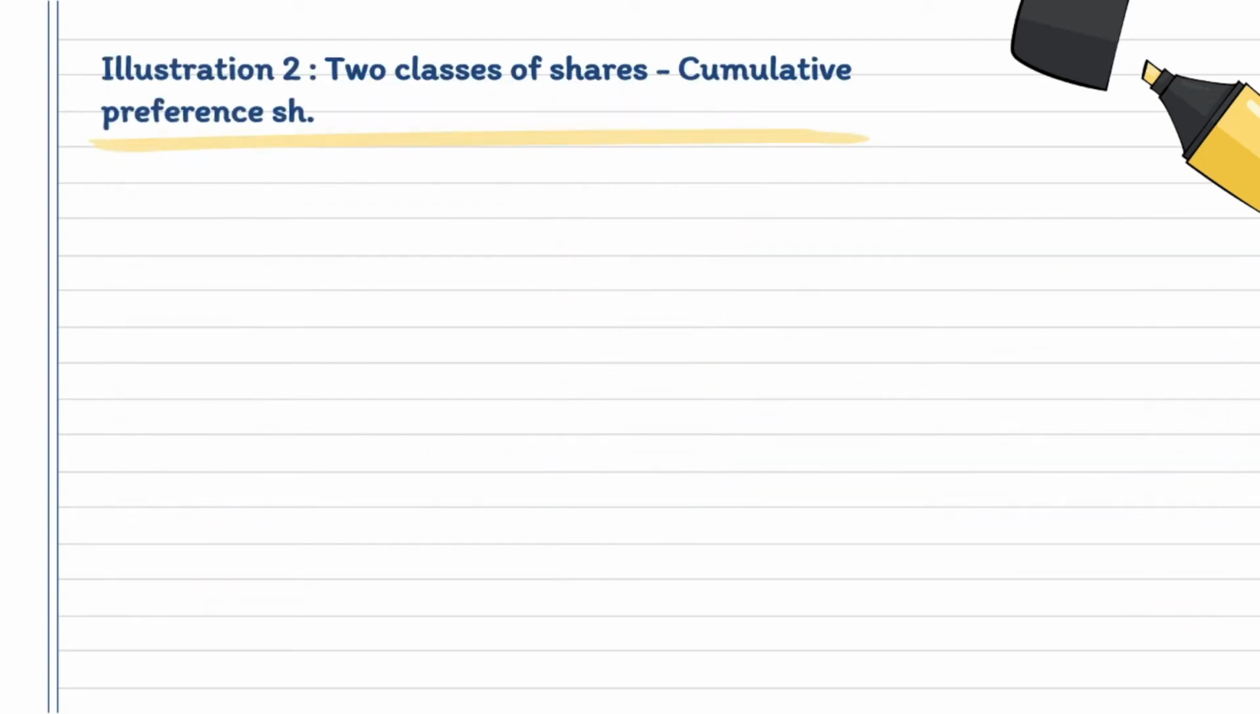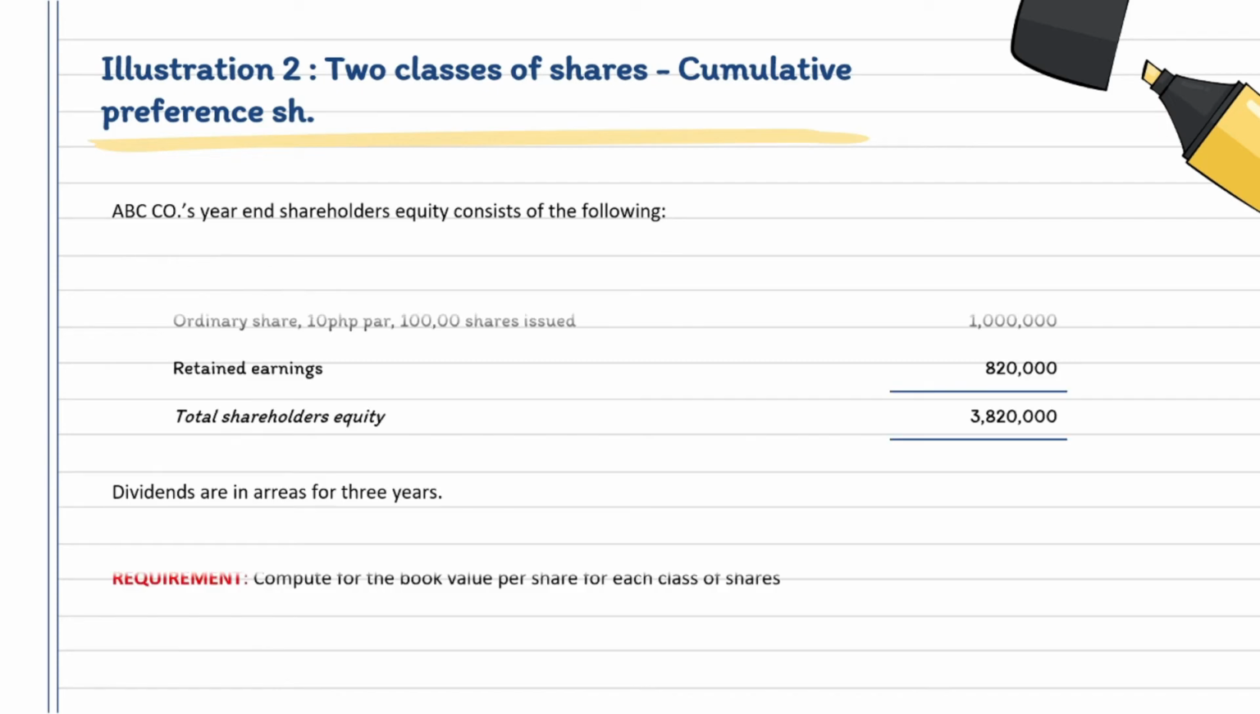Next illustration, ABC Corp. year-end shareholders equity consists of the following. Preference share, 10% cumulative, 100 pesos par, 20,000 shares, 2 million. Ordinary share, 10 pesos par, 100,000 shares issued, 1 million. Retained earnings, 820,000. Total shareholders equity, 3,820,000. Dividends are in arrears for 3 years. Requirement: compute the book value per share for each class of shares.